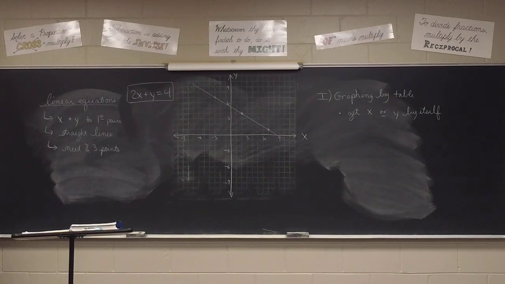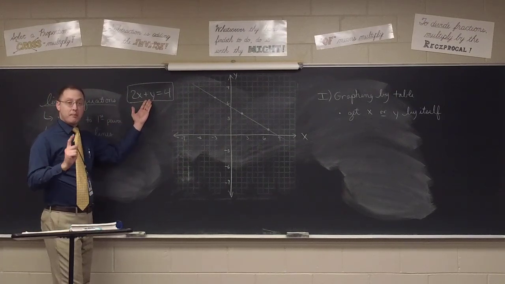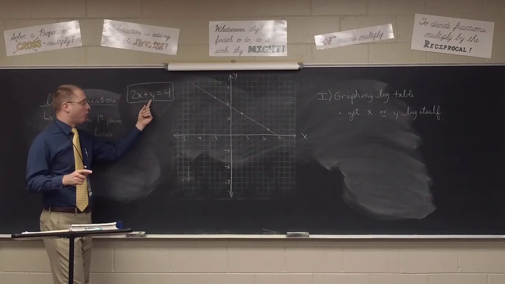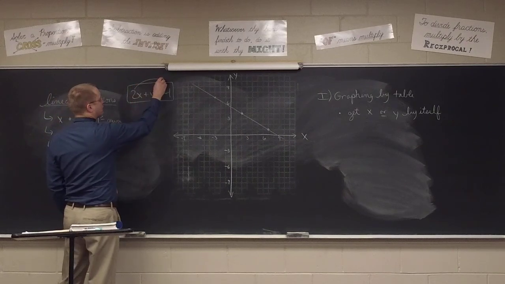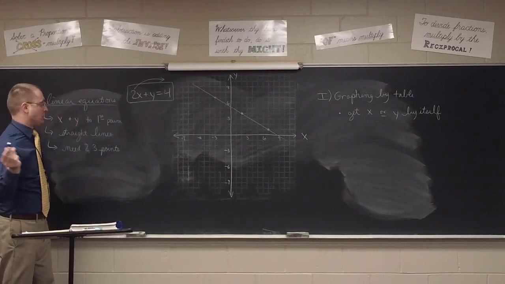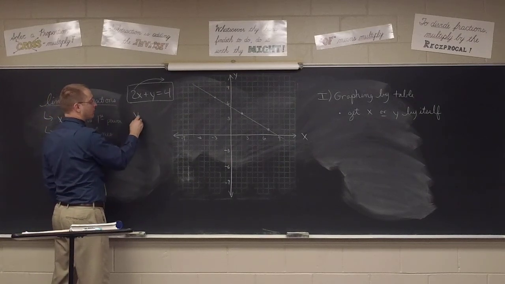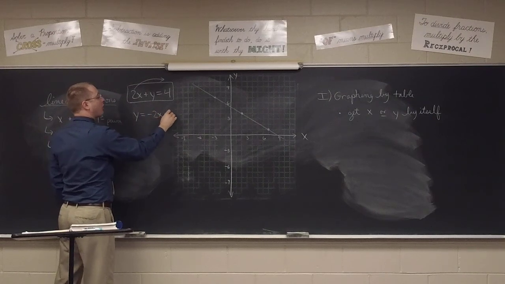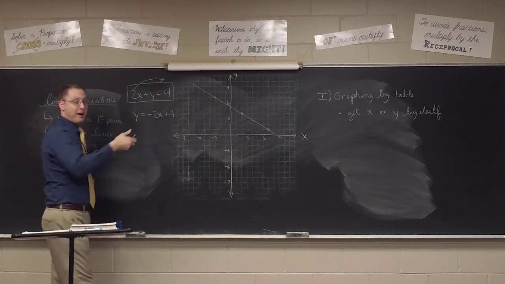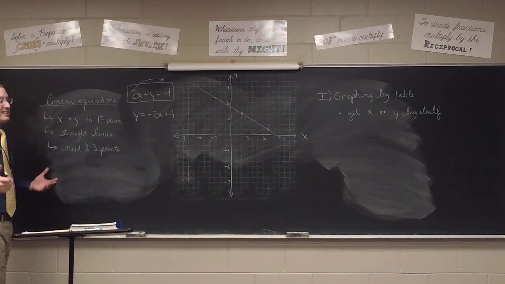Well, which letter is easier to get by itself, do you think, Noah? Y. Notice the y is already a plain old y. Now, it's not by itself yet, though. What's with the y right now, class? 2x. But I can get rid of it if I just move it over, right? Easy enough. What does my equation look like then, Noah? Y equals negative 2x plus 4. Or you could put the negative 2x in and say 4 minus 2x. Either way would be fine. Notice the y is by itself.